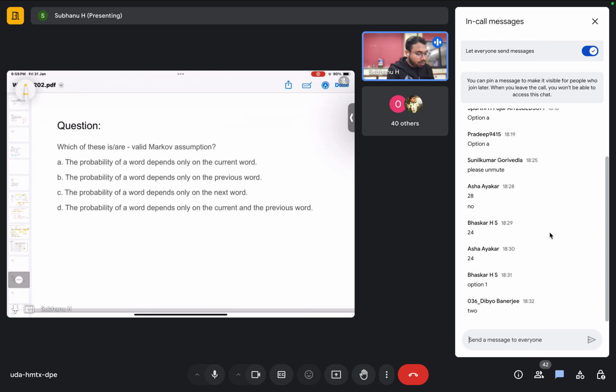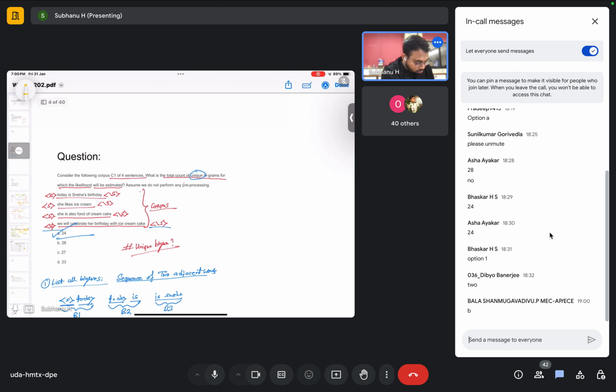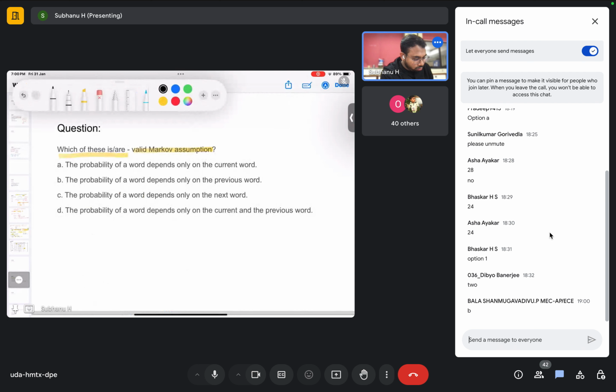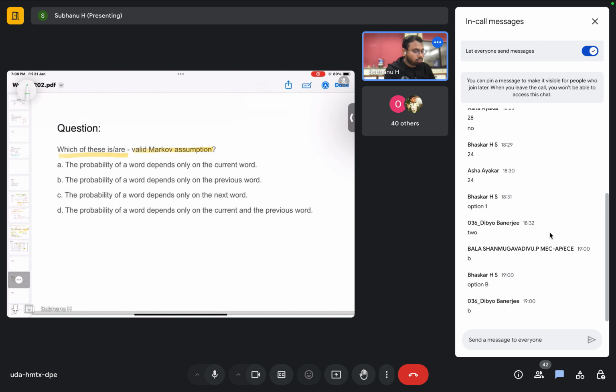So the question now is: which of these is a valid Markov assumption? Can you type your answer in the chat box? There are multiple correct answers. This is an MSQ, a multiple select question, type of option.